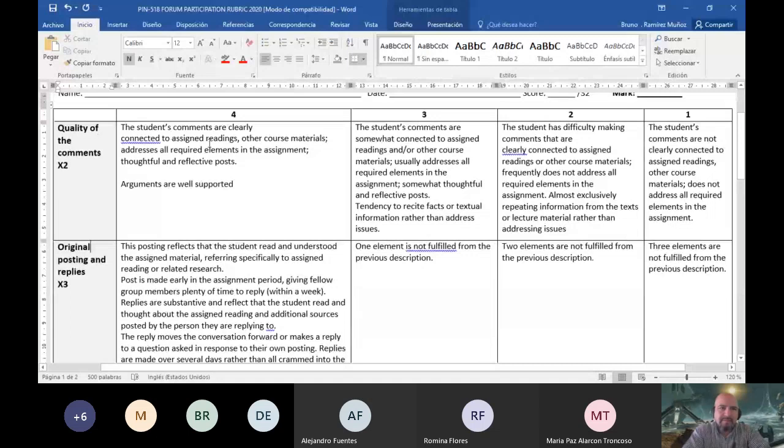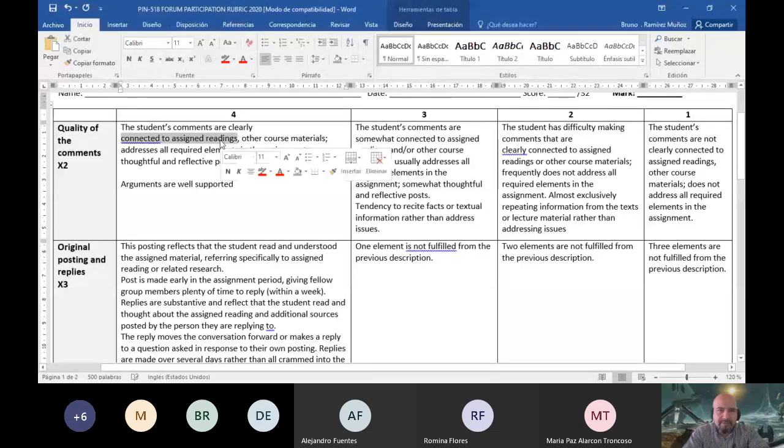Okay, but in terms of the quality of the comments, students' comments are clearly connected with the assigned readings, other course materials. Addresses all required elements in the assignment. Thoughtful and reflective posts and arguments are well supported. So this is going to be applied to the postings in general. They're not going to be applied for each one of them. But in general, what I would like you to consider is that if the post has to do with, for example, figures of speech, or it's open to more areas such as autobiographical aspects of the author, or sociocultural and historical settings, that's basically what the post has to be about, and not other aspects. So that's why it says it has to be connected with the assigned readings.